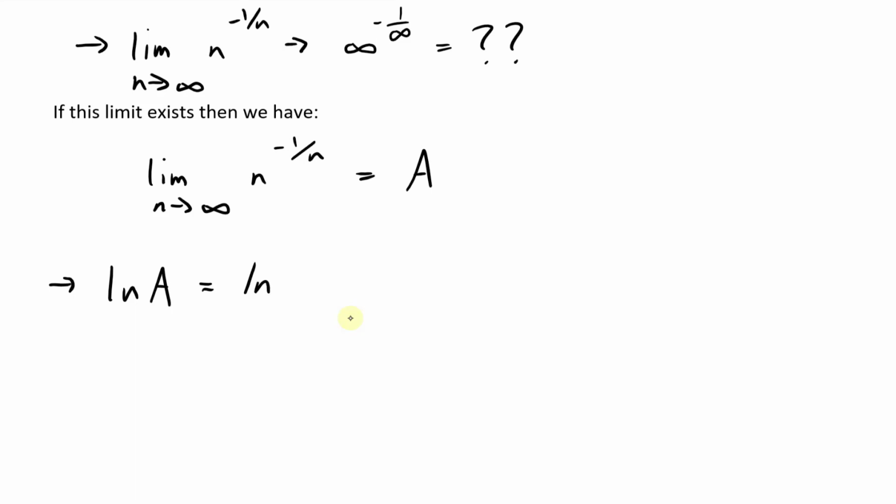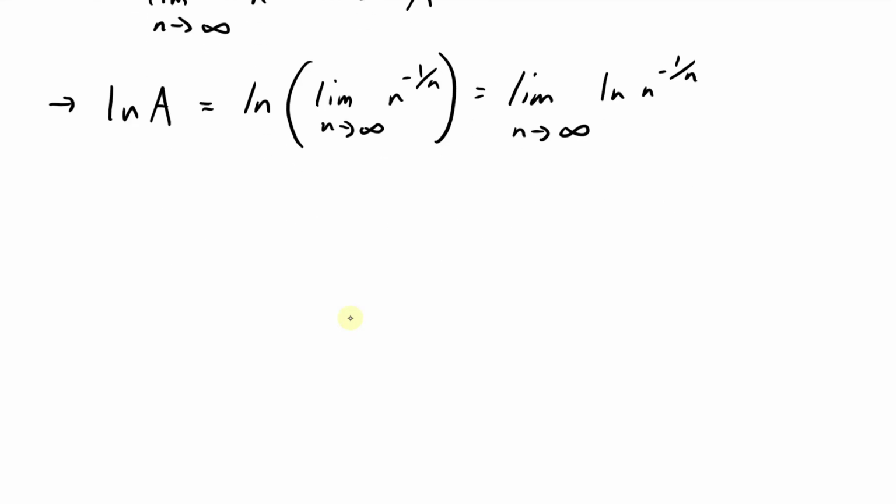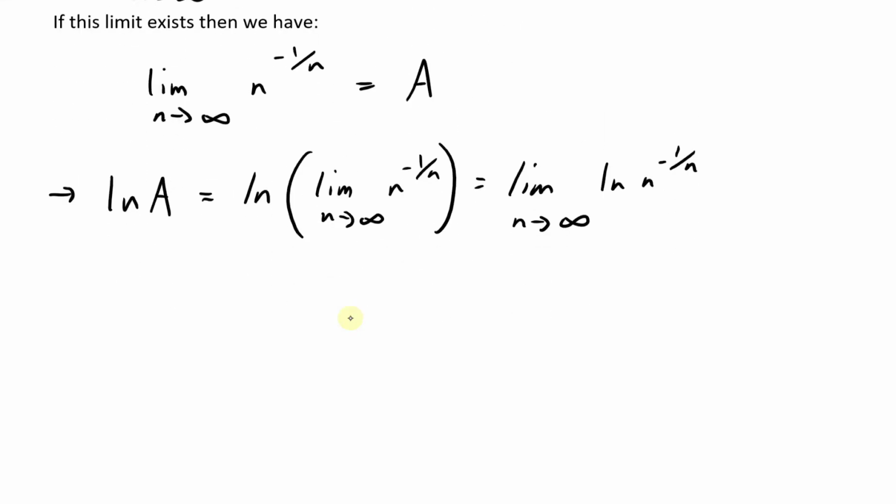ln of the limit as n approaches infinity of n to the power of negative 1 over n, like that. This just equals the limit as n approaches infinity of ln n to the power of negative 1 over n. And if we recall the logarithmic rules, that power goes down. So this equals the limit as n approaches infinity of negative 1 over n times ln n, like that. So that's what we have. Put this bracket.